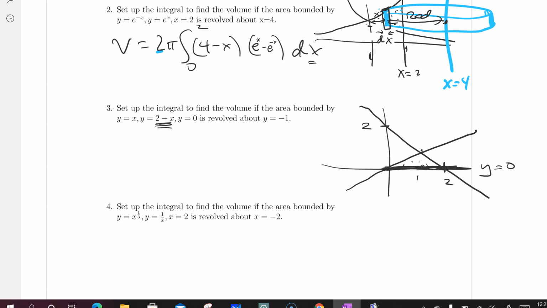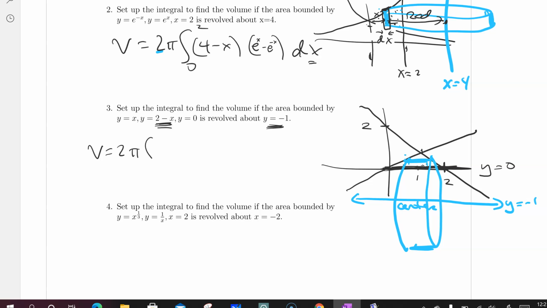Okay, so then we're going to rotate it about y equal negative 1. Ooh, that's down here, right? Y equal negative 1. Okay, so this is center. All right, so let's think about how we want to build these rectangles. If I built them perpendicular to the axis of rotation, I would have two different top functions. I do not want to do that. So I want to draw them parallel to the axis of rotation so I can see the shell.